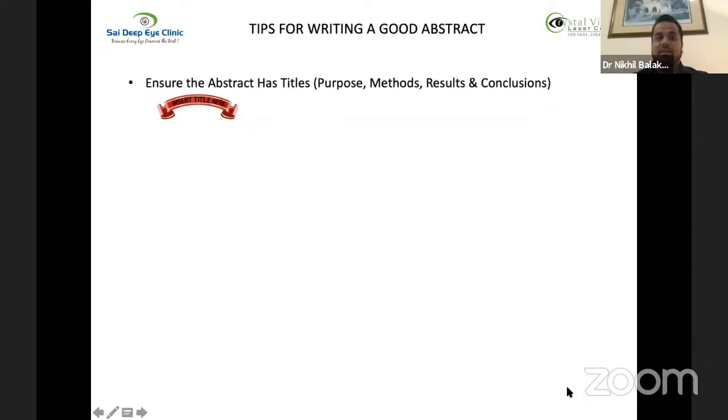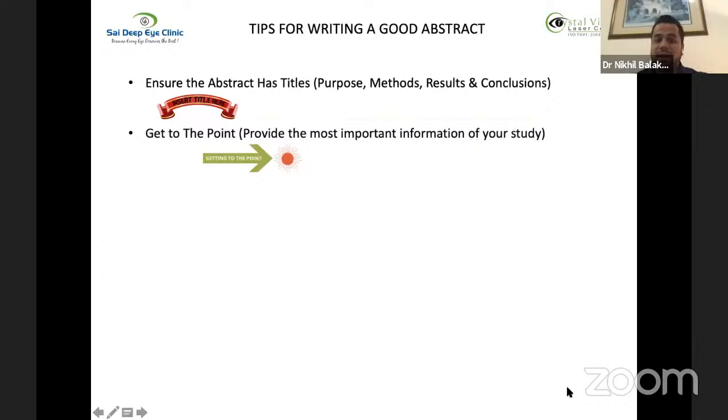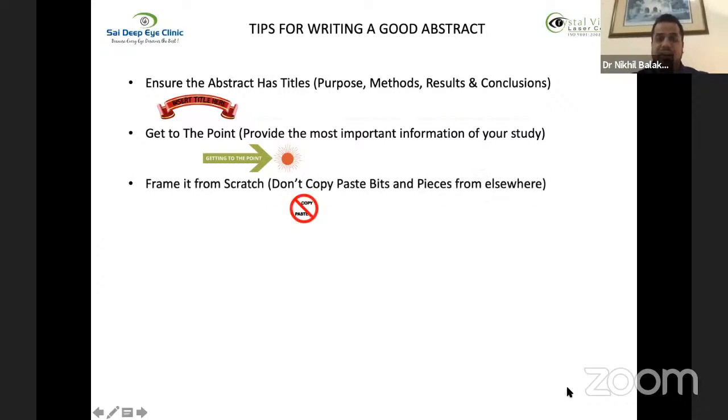As already discussed, the abstract should always have headings. That means the purpose, the methods, the results, and the conclusions should be very clearly mentioned. It's very important to get straight to the point and provide the most important information of your study in the abstract. Frame it from scratch. Don't copy and paste bits and pieces from elsewhere, from previously written abstracts or from other papers which you are referencing.